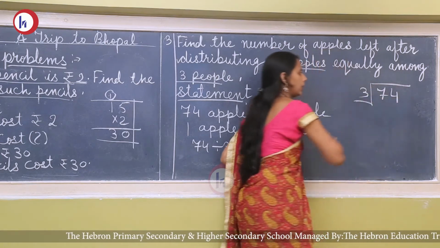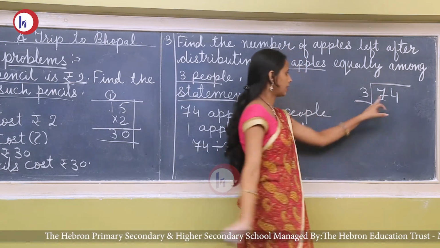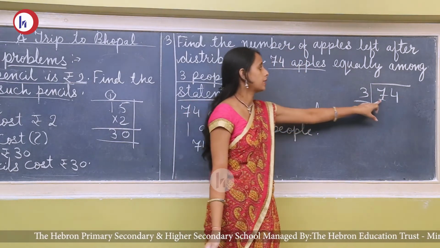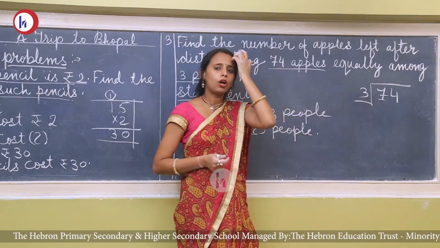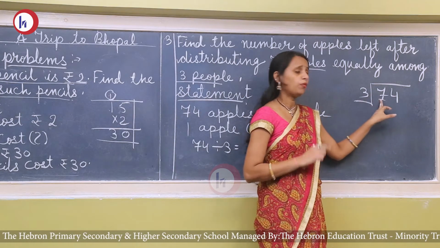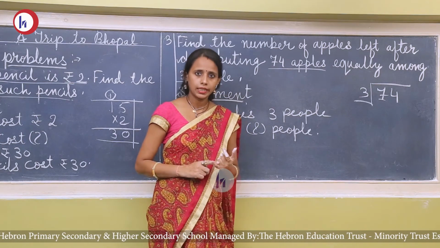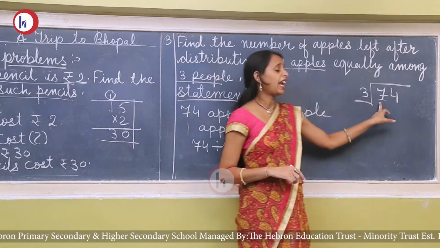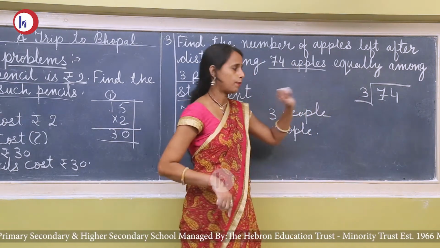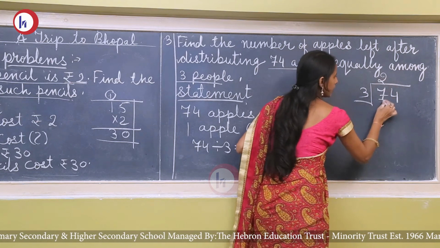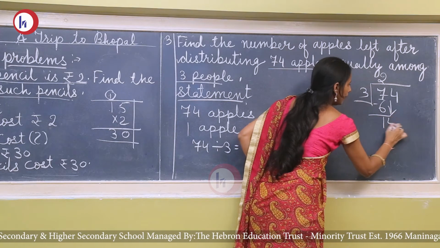74 divided by 3. The rule of division, see the first digit. It is 7. Is it greater or less than 3? It is greater than 3. So we can divide 7 by 3. Take the table of 3. In the 3 table, will 7 come? No. But 3 1s are 3, 3 2s are 6 and 3 3s are 9. But 9 will be greater than 7. So we can't take it. So we have to take 2 times. 3 2s are 6. 7 minus 6 is 1. And 4 will come down.